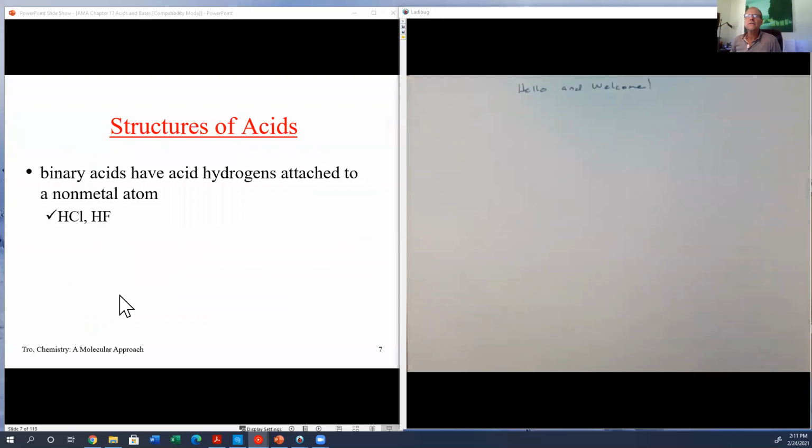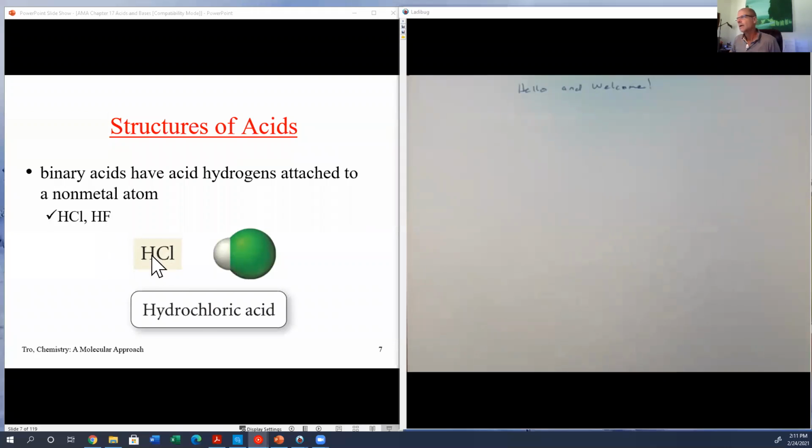Okay, so what is the structure of acids? What do they look like? Well, binary acids, which we already learned how to name. Well, we already learned how to name all acids, but binary acids, remember, have hydrogen attached to a non-metal. So things like HCl and HF are both binary acids. So here's hydrochloric acid, for example.